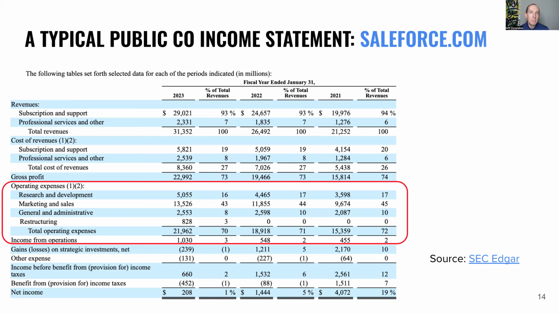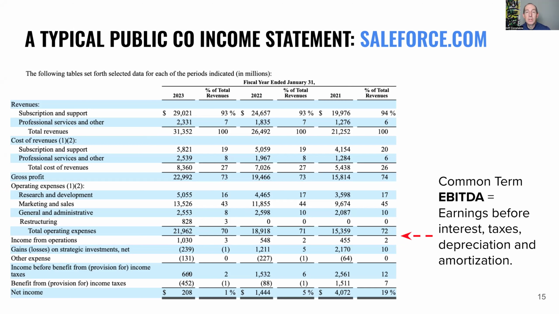But for a lot of privately owned companies, whether they're large or small, you're often paying attention to a different number as opposed to net income. Let's talk about what that number is. That number is called EBITDA. It doesn't show up here on Salesforce's income statement. What it stands for, this funny acronym, is earnings before interest, taxes, depreciation, and amortization.